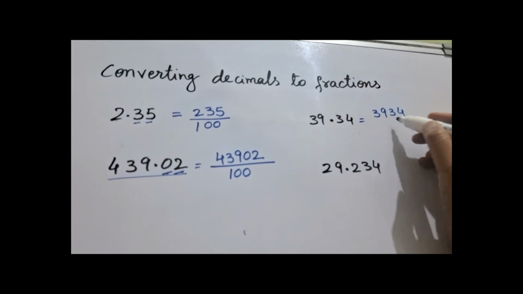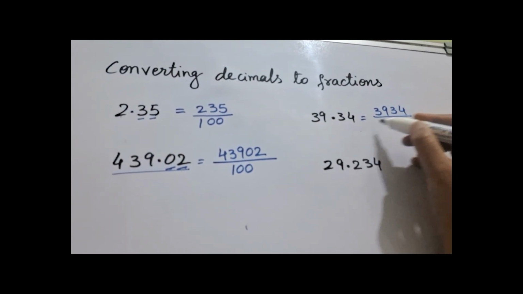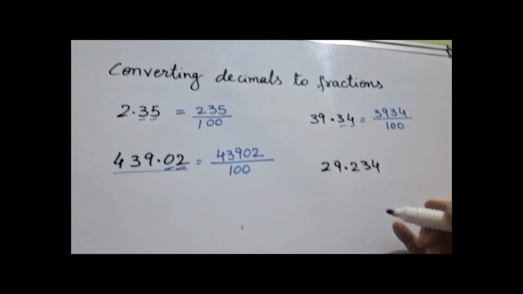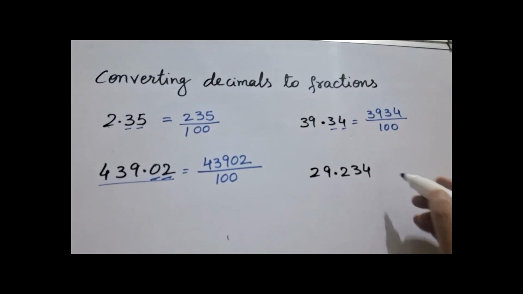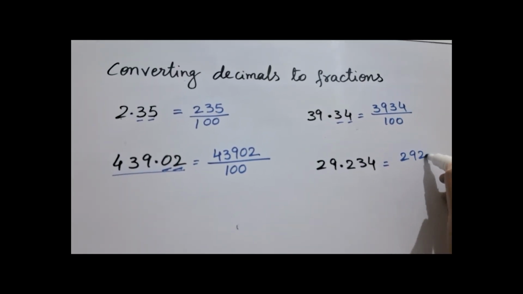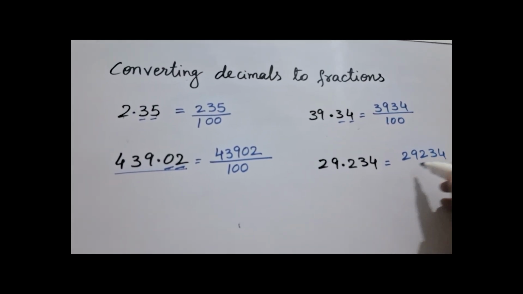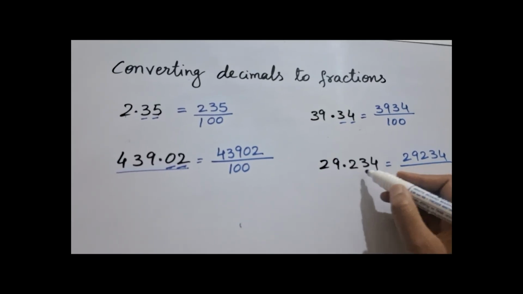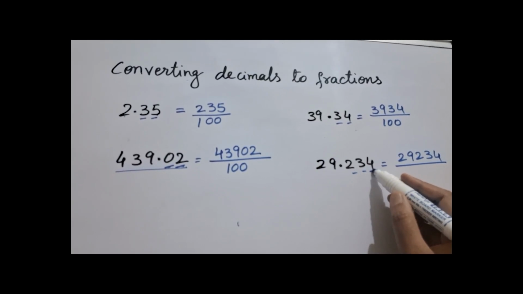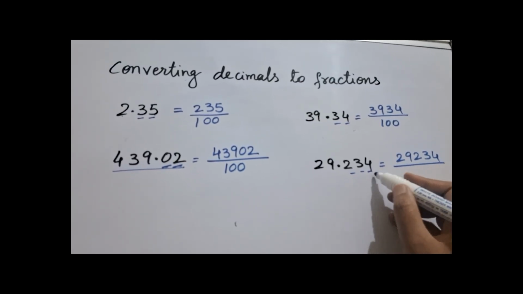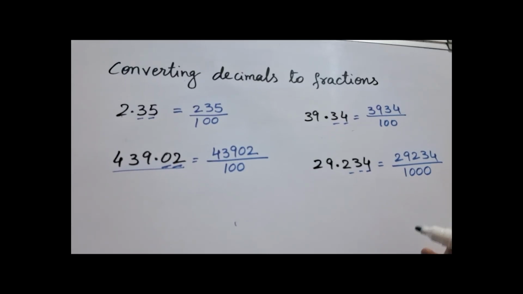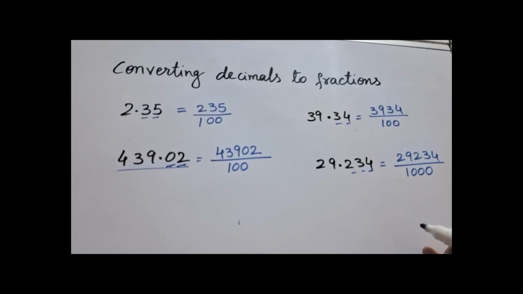3934 will be the numerator and the denominator will be 100. Okay, children. Next. 29234 will be the numerator and 3 decimal places are there in this decimal number. So 3 zeros, which number is having? 1000. So it is over 1000. Okay, children.